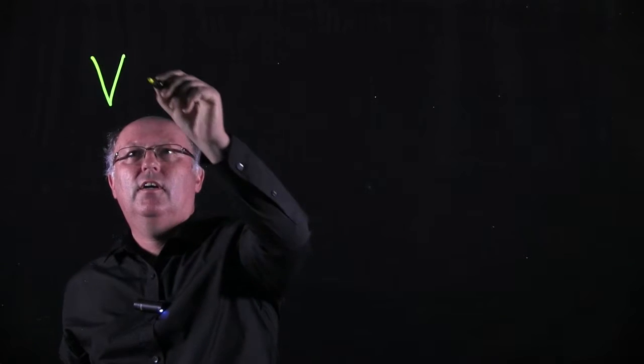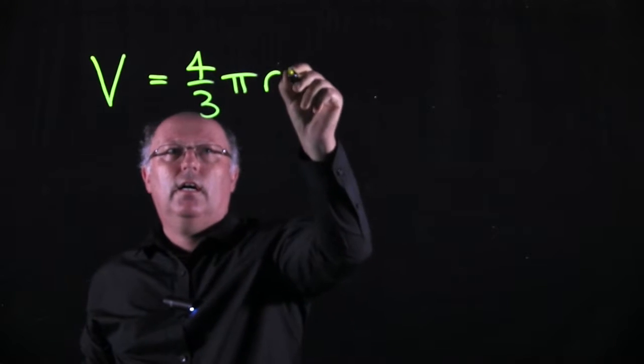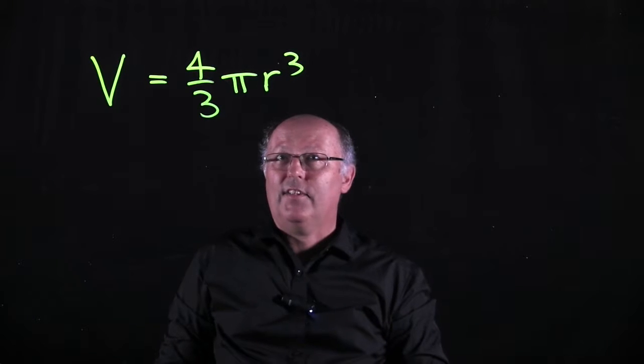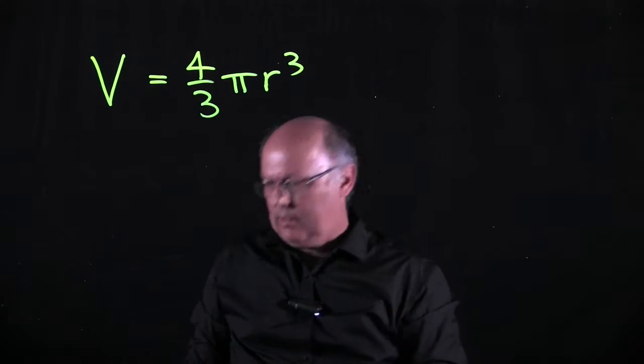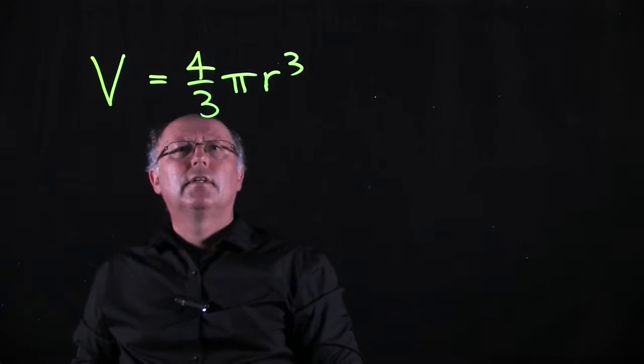The volume of a sphere is given by the formula V equals 4/3 pi r cubed. If I'd like to make r the subject of that formula, I have to rearrange this. The first thing I want to do is get rid of the numbers at the front.